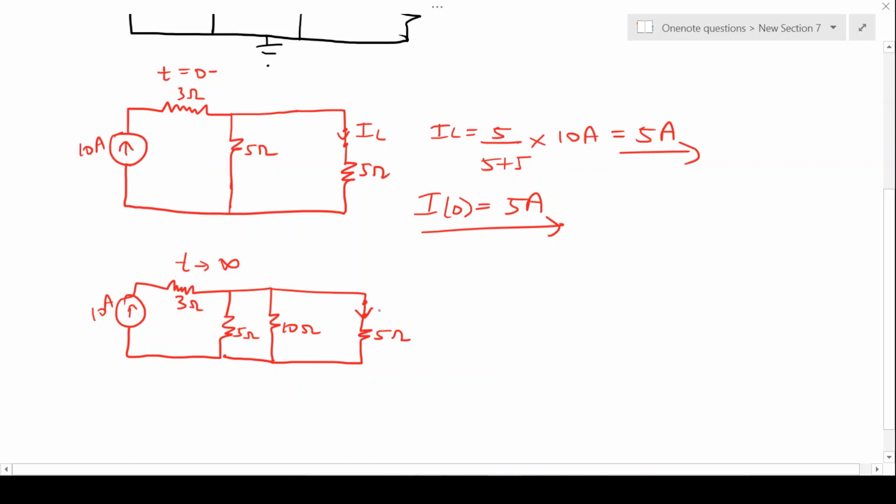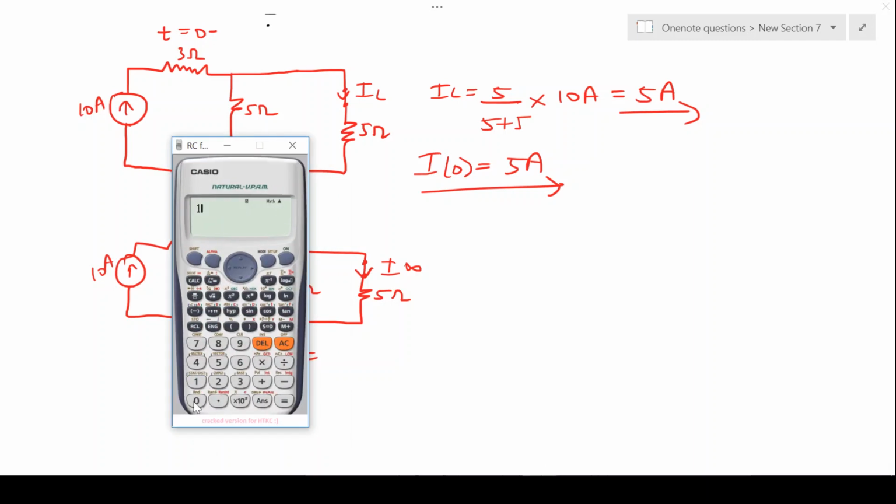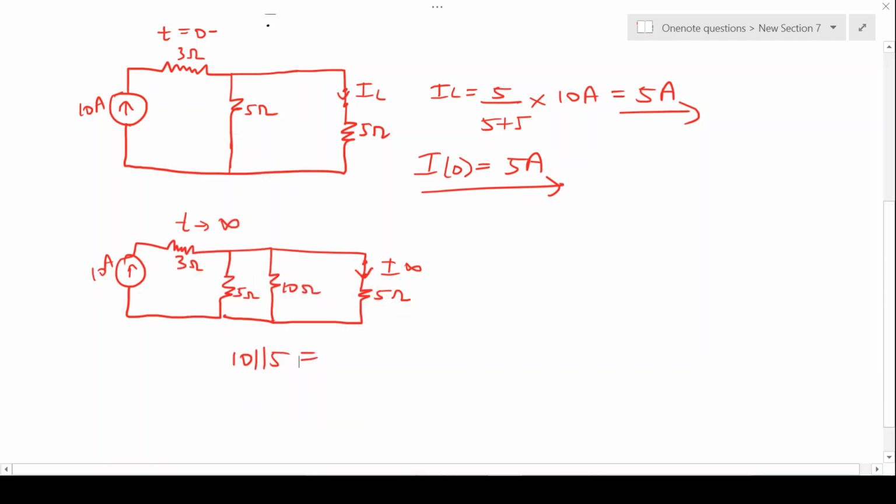So again, we need to determine the current I infinity, or the current at that point. How are we going to do that? We can put the 10 and the 5 in parallel. So 10 in parallel with 5 should give you 3.33 ohms.